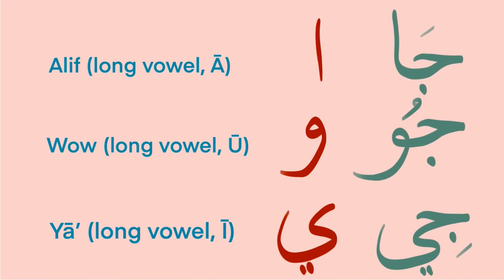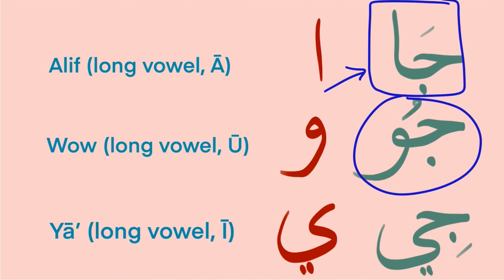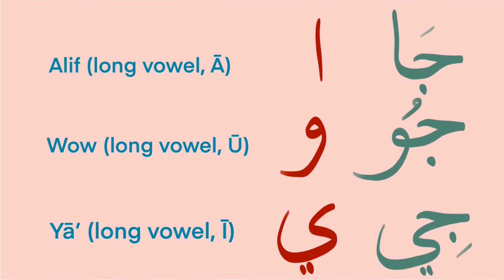Try to figure out how we should be pronouncing the JEEM letter when it is attached to any of these long vowels. Ja, Ju, G. Let's try again. Ja, Ju, G. Let's practice.